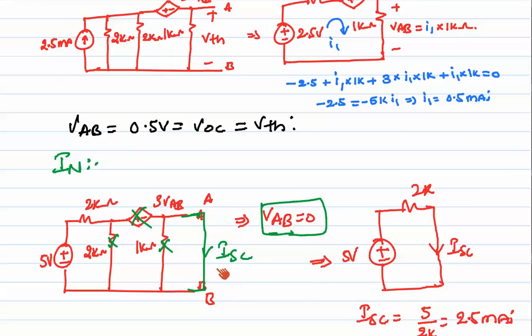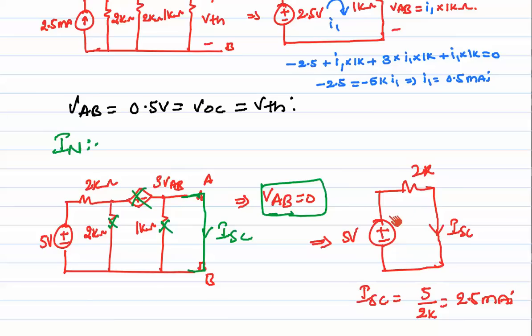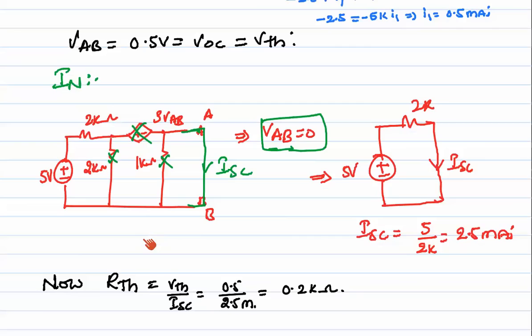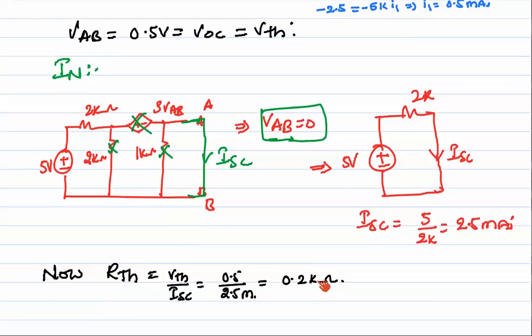Next, VAB here. VAB is shorted, so VAB is 0. Once VAB is 0, 3 into VAB is 0, so the voltage source is short circuited. Again, the short circuit across the 2 kilo ohm is going to be a short circuit. So here we are going to find the ISC value. ISC is nothing but 5 divided by 2 kilo ohm, which is equal to 2.5 milliamps. So we found the VTH value and the IN value. Next step is RTH. RTH is nothing but VTH divided by ISC, that is 0.5 divided by 2.5 milliamps, which is equal to 0.2 kilo ohms.